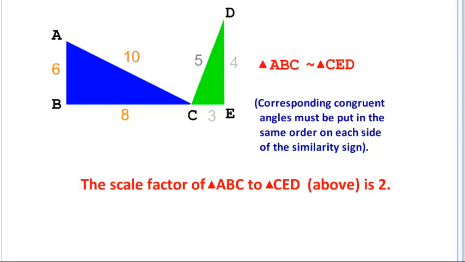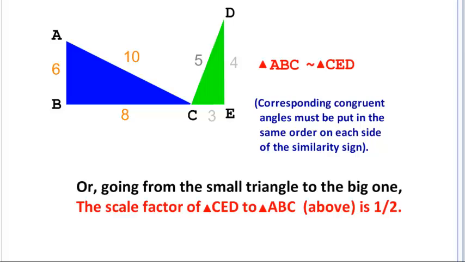You could also look at it the other way. Going from the small triangle to the big one, the scale factor would be 1/2 because each side on the small triangle is exactly 1/2 the length of its corresponding side on the big triangle.